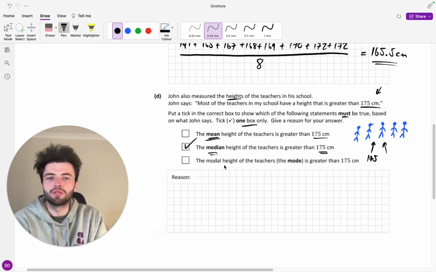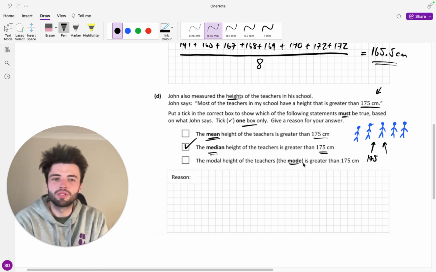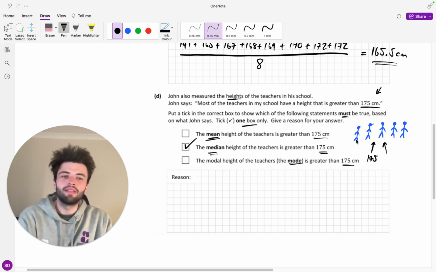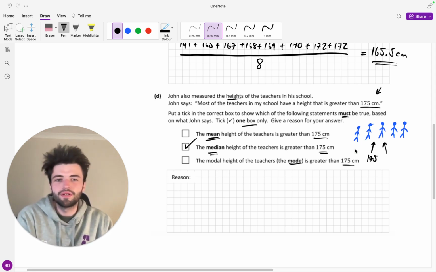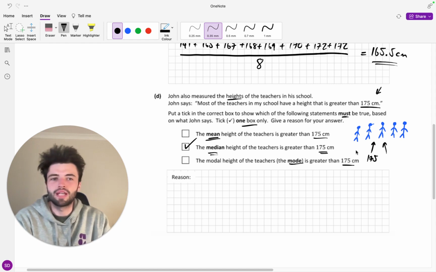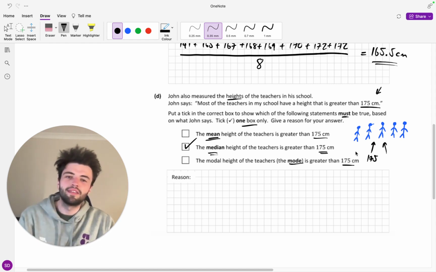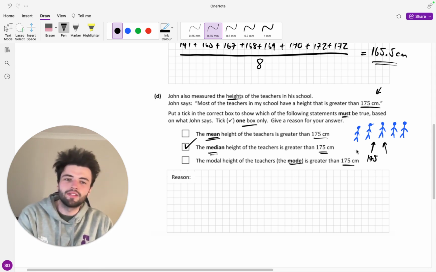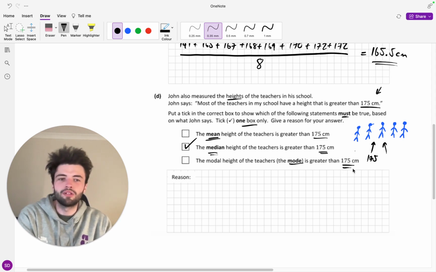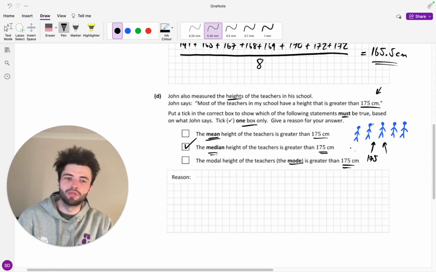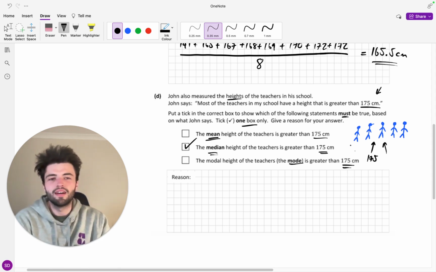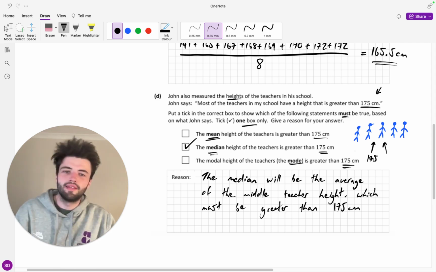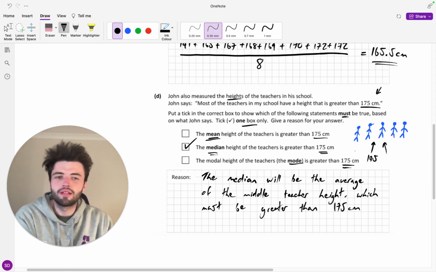We can also read the third one just to see what it was, and it was that the mode is greater than 175 centimeters. The mode just means the most common height. So let's say 2 teachers have the same height, and none of the other teachers did. The mode would be the height of the 2 teachers who were the same. And so of course, we can't be guaranteed this is going to be more than 175, because it could be that the 2 teachers were identical twins and they were both small, so therefore the mode is going to be too small. And so the reason for this is that the median will be the middle teacher height, which must be greater than 175 centimeters.